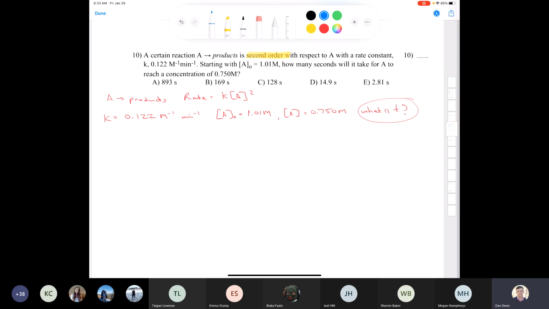We have the second order integrated rate law. So if we do the second order integrated rate law, it looks like this: 1 over A minus 1 over the initial concentration of A is equal to kt. We want to solve for t. If we rearrange the formula, we get that t is equal to 1 over the concentration of A minus 1 over the initial concentration of A, divided by k, like that. So now it's just a matter of plugging in our numbers.